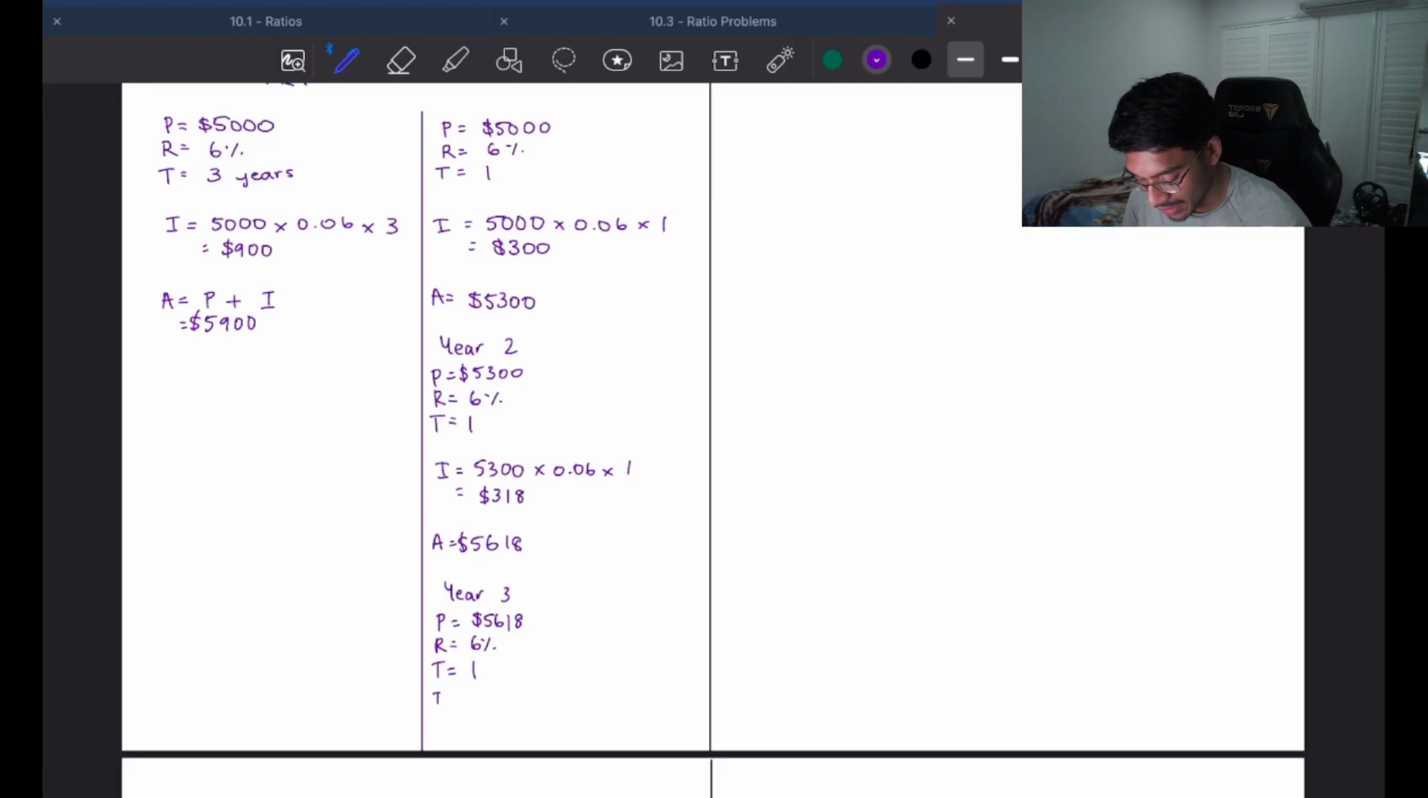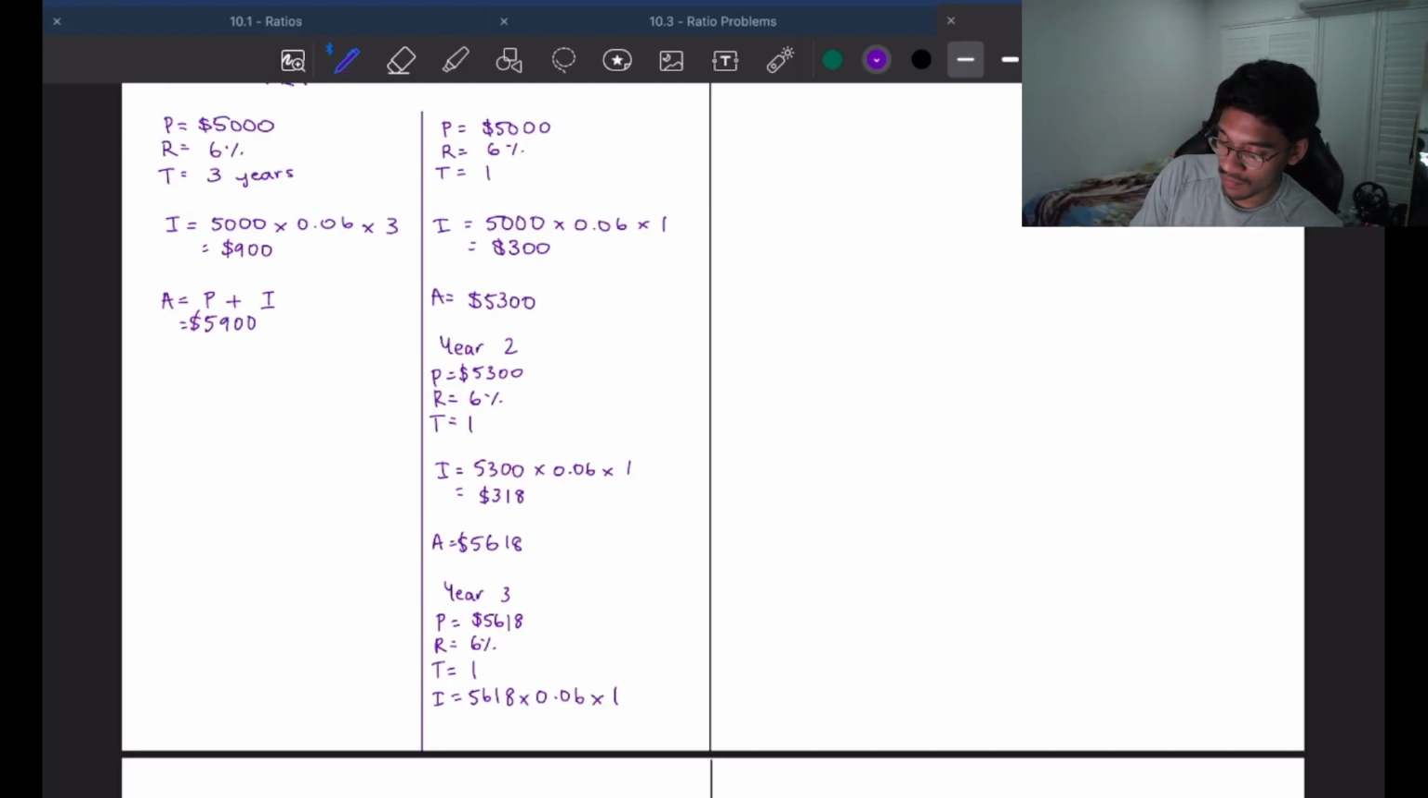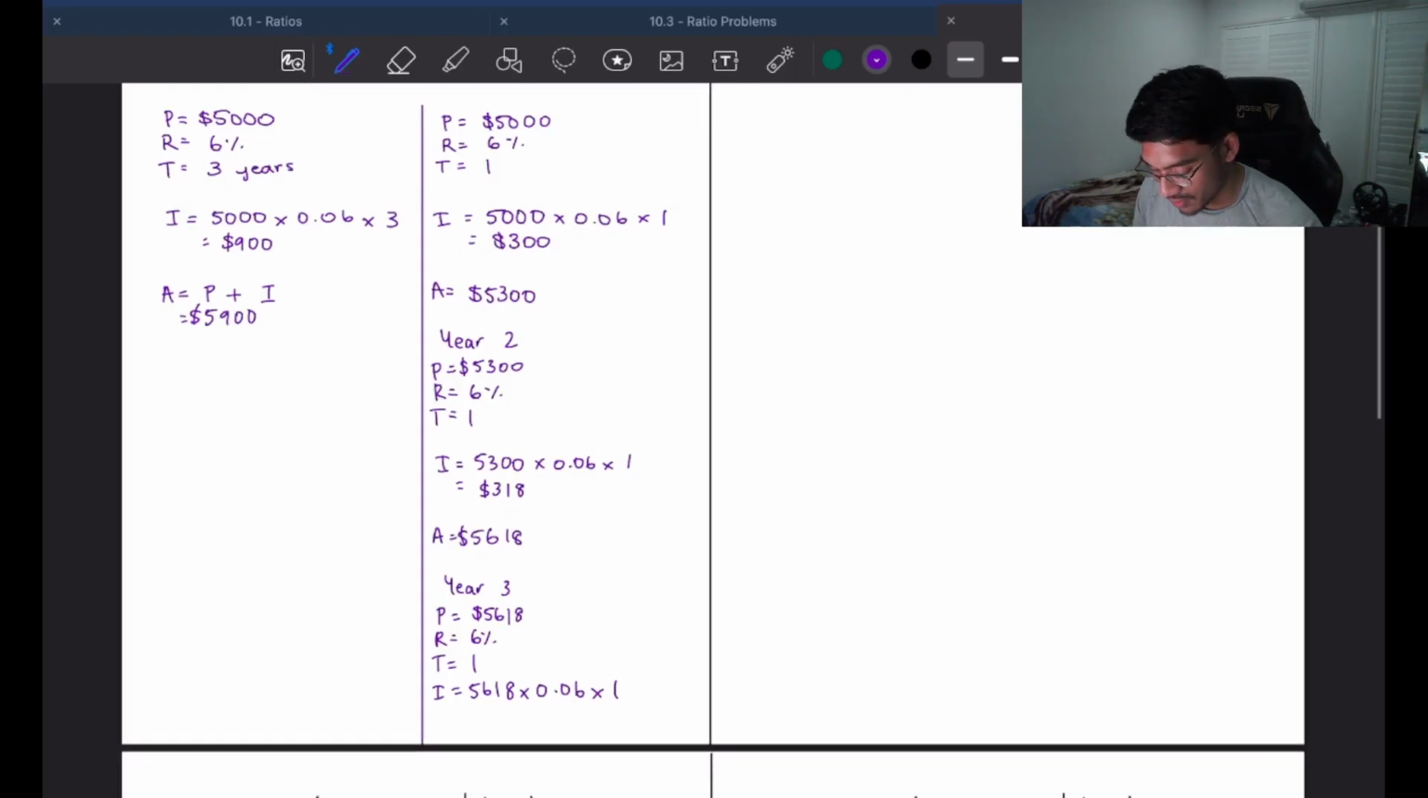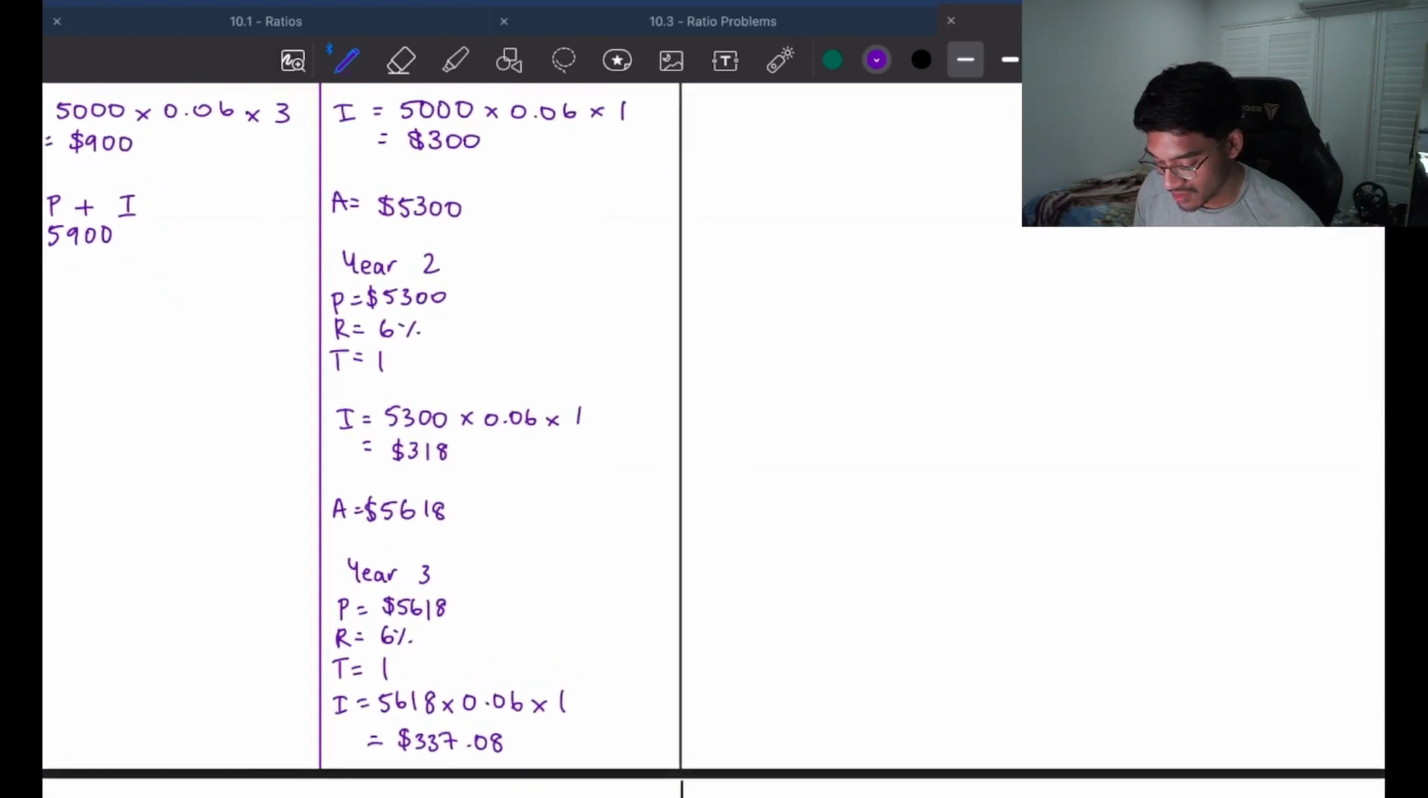I pop it into the formula, I equals PRT. I put in the numbers: 5618 times 0.06 times 1. So I've earned $337.08. So the amount I've got now is $337.08 plus 5618. I've done my principal plus my interest, and I get $5,955.08.